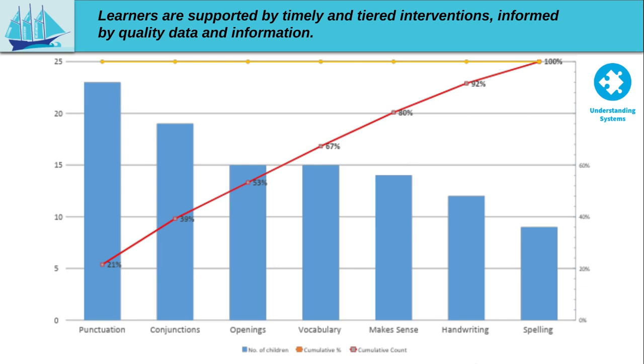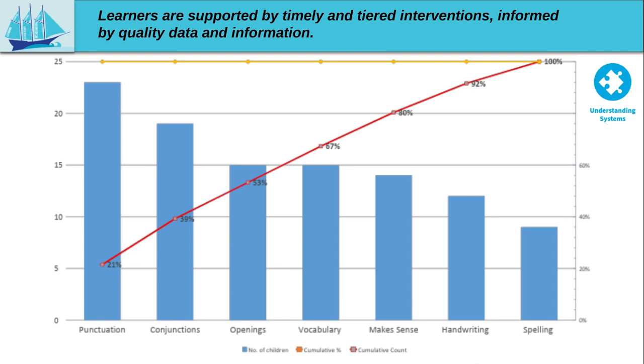This is an example of a Pareto chart from the National Improving Writing Programme. This is first level benchmark statements within tools for writing. Paretos will always include this curved line, the red one on this chart, which shows the cumulative percentage. As you can see in this example, the top 5 causes account for 80% of inaccuracies in writing. So punctuation, conjunctions, openings, vocabulary, and whether it makes sense are the top issues to focus on.